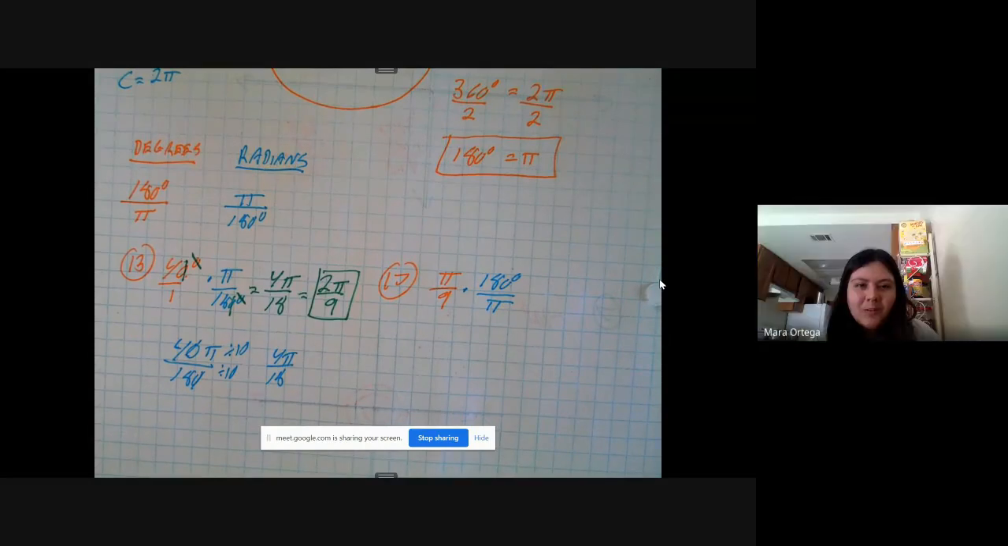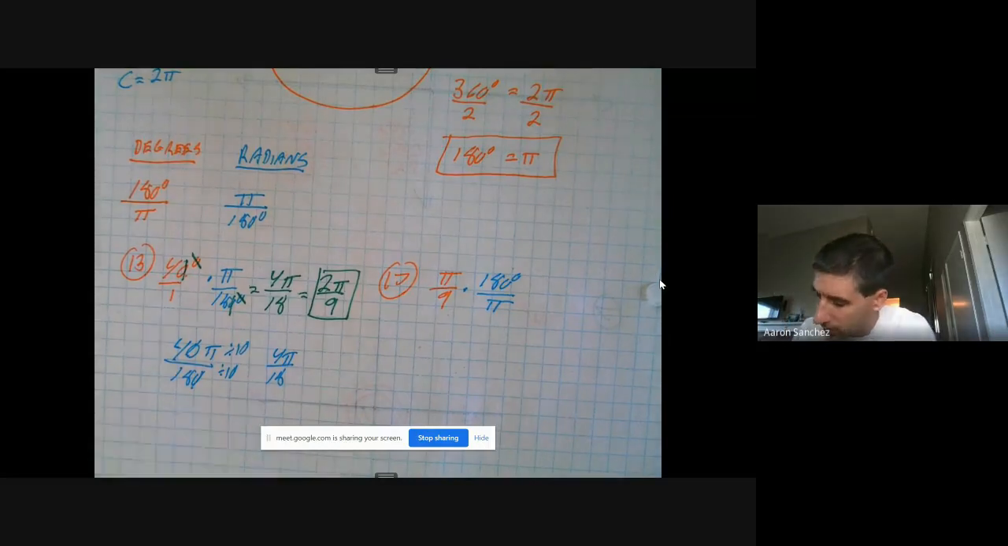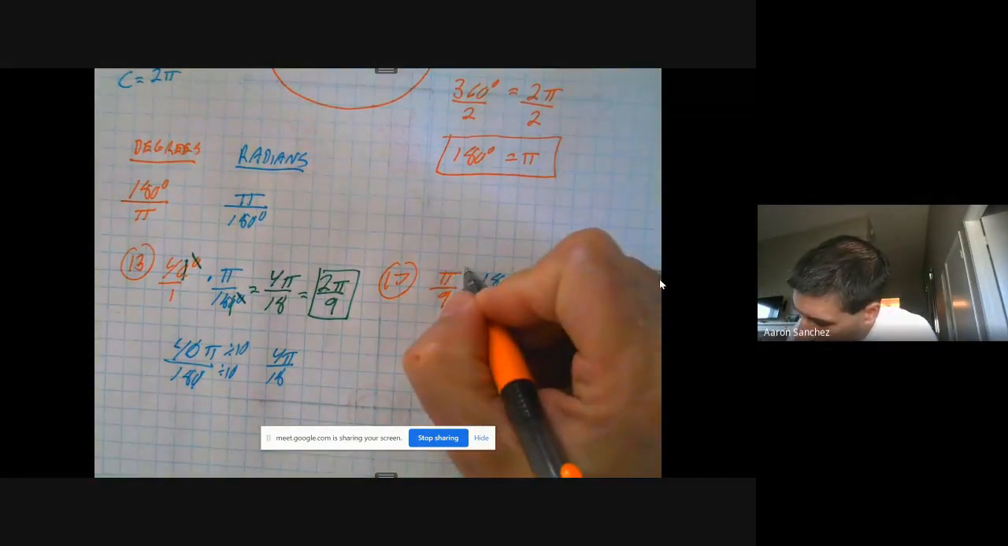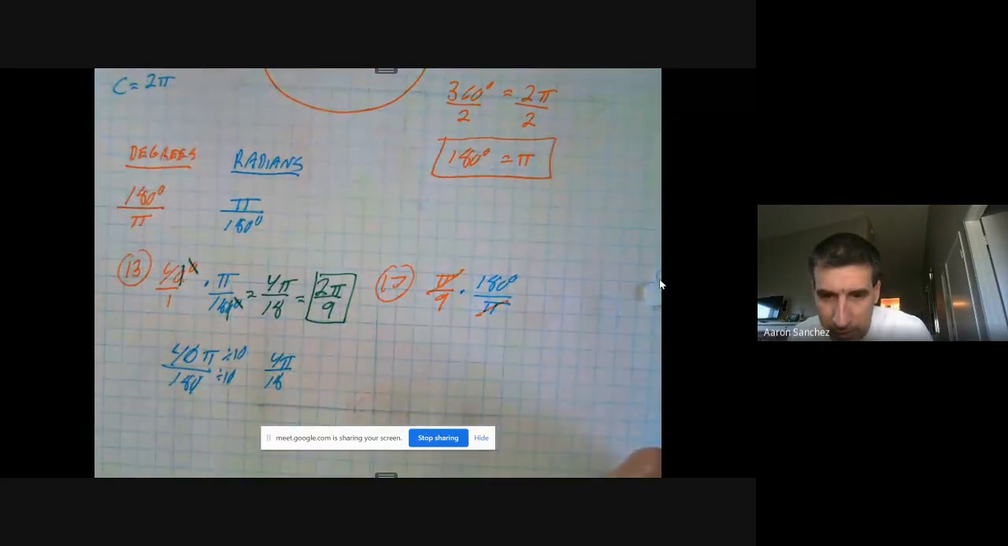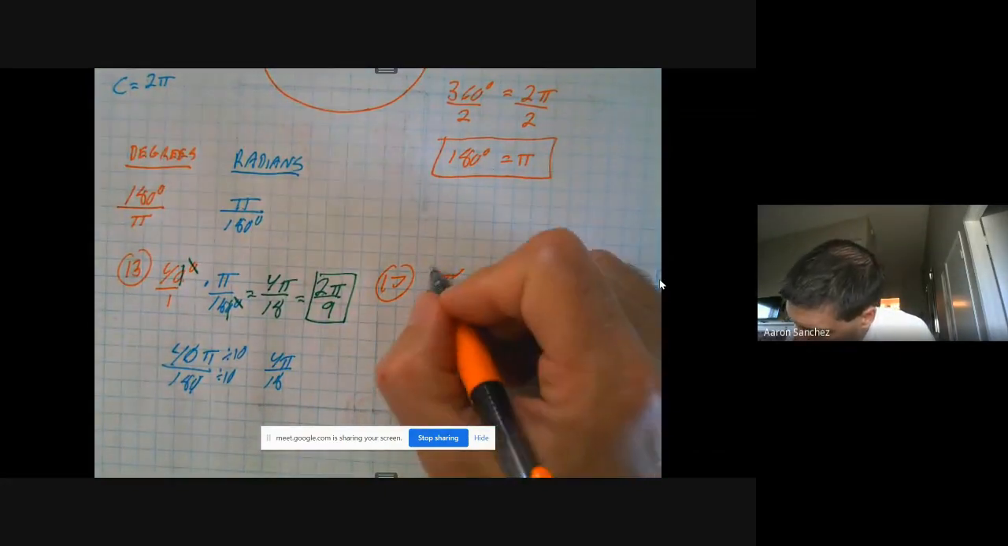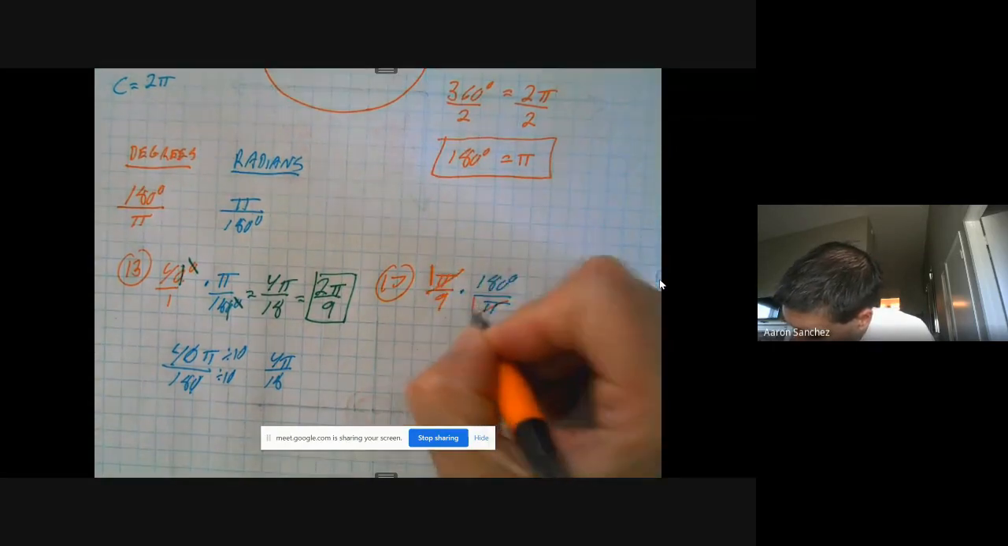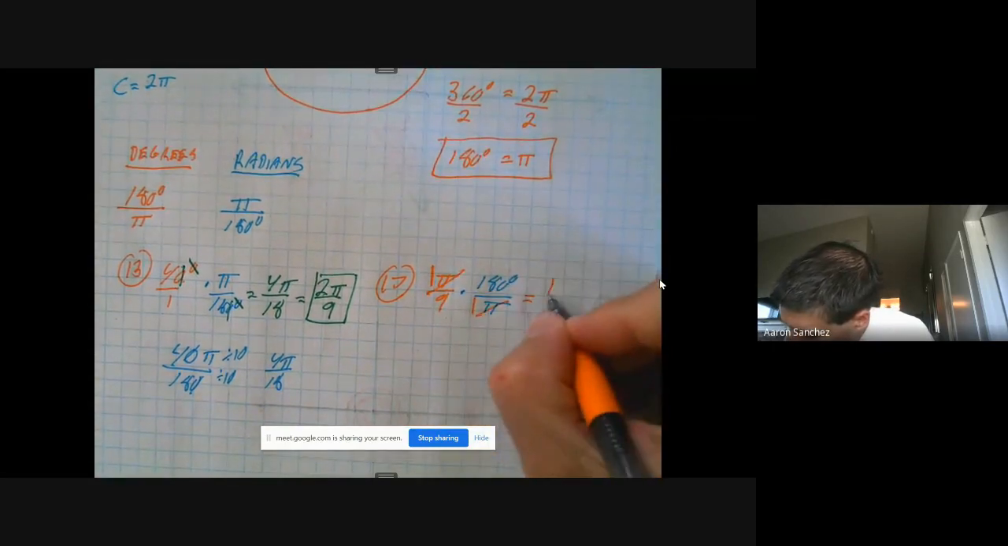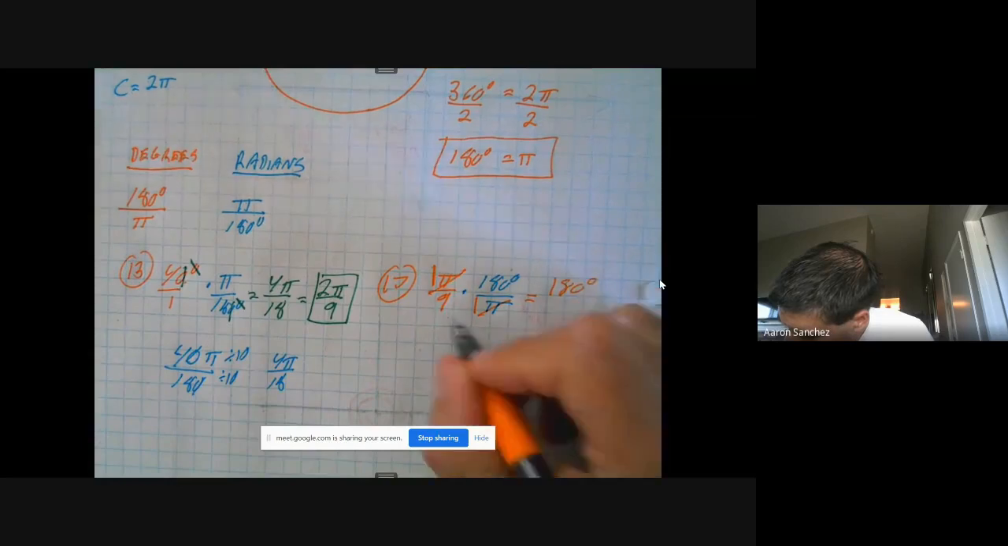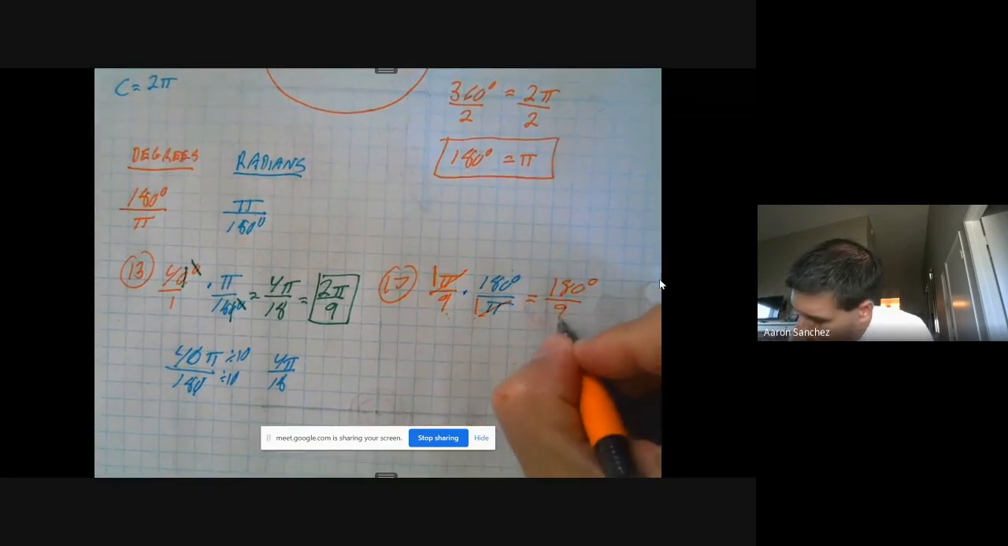I'm not sure. Okay, well, can I ask you this? Would it make sense, since these are in the top and the bottom, that I can cross those out? Oh, yeah. And then this is going to be equal to 1. 1 times 180 is 180 degrees. 9 times 1 is 9. Did that make sense, Mara?